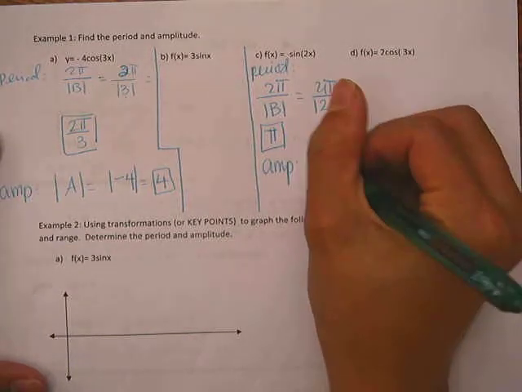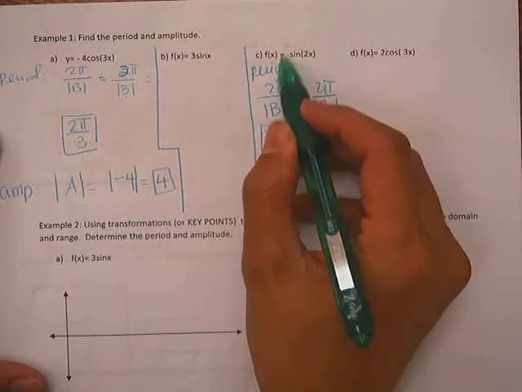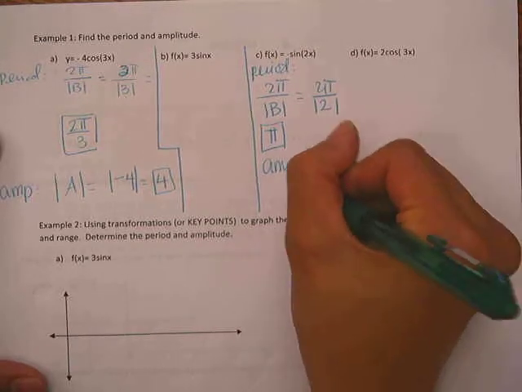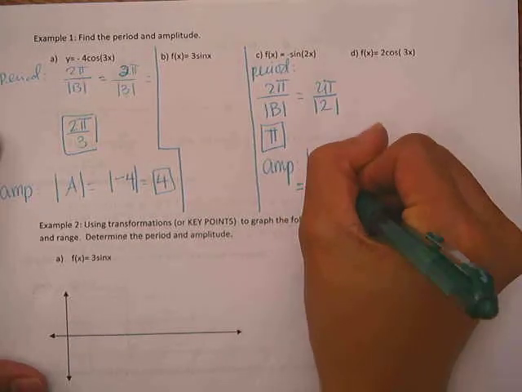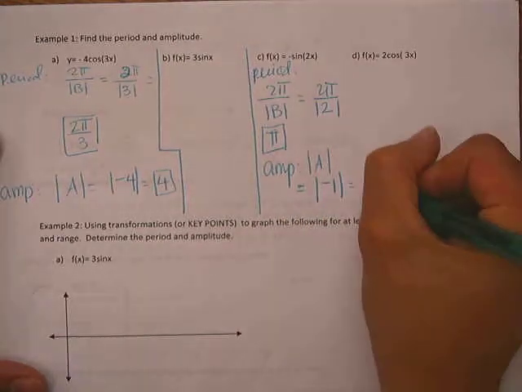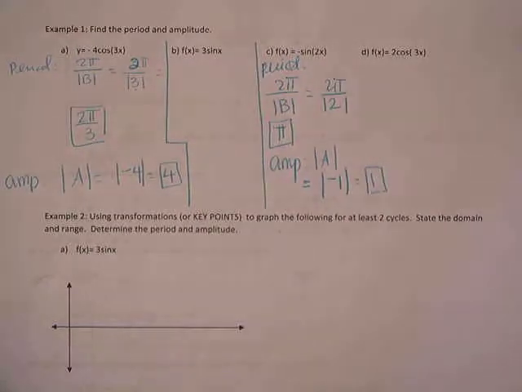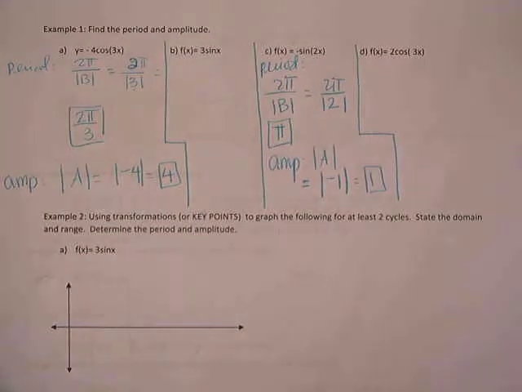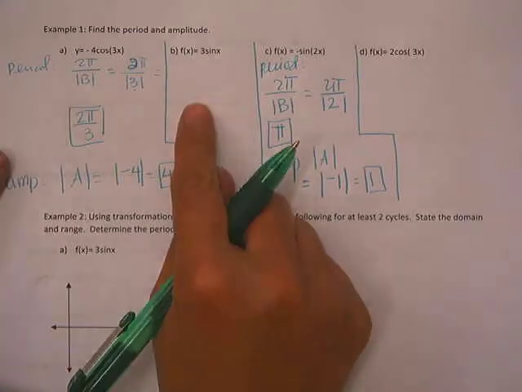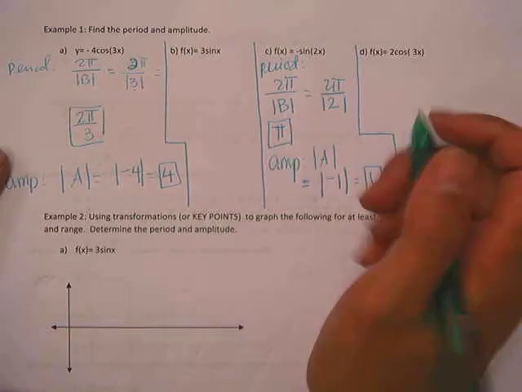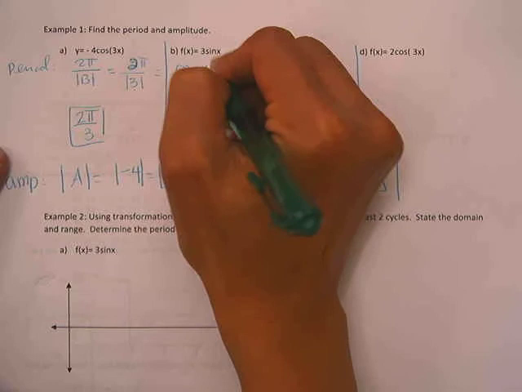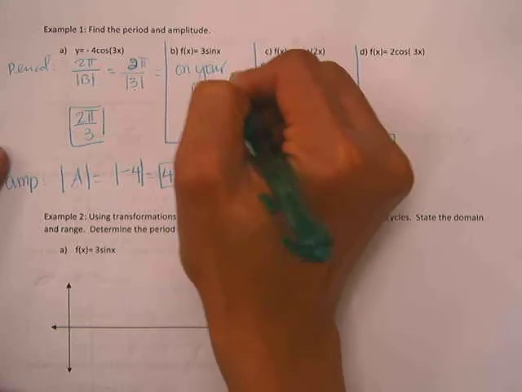And I'm going to do the amplitude. Amplitude is going to be the absolute value of A. A happens to be this negative right here. So that's the same thing as saying the absolute value of -1, which is really a 1. So that's what's happening. Now I'm going to ask you to find the period and amplitude of these two on your own.